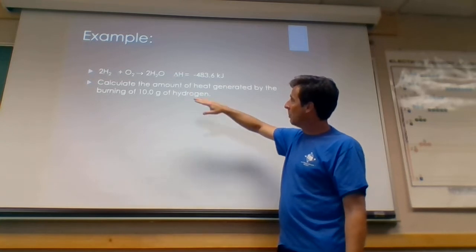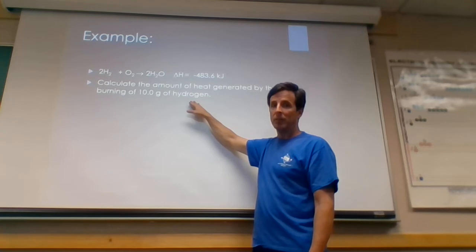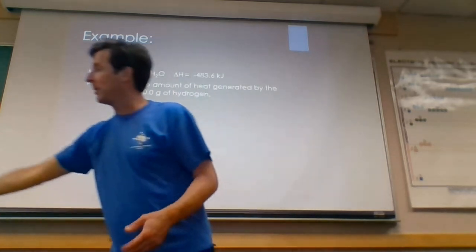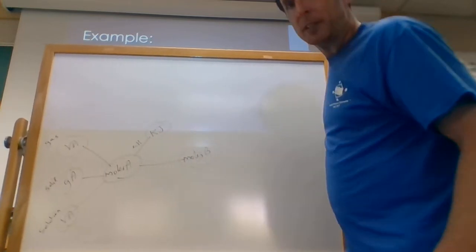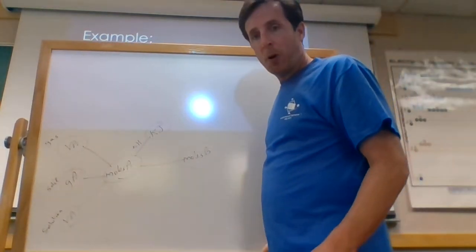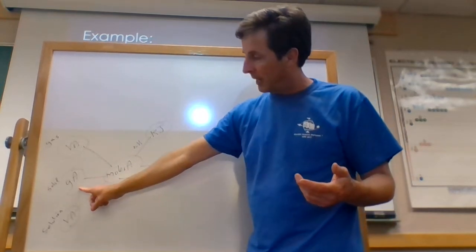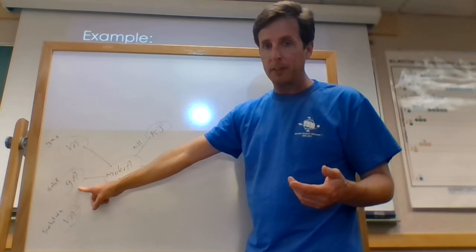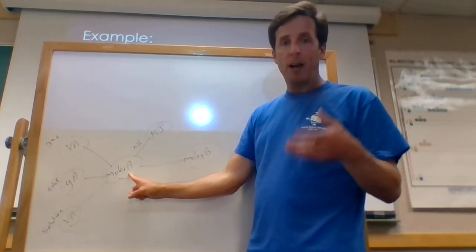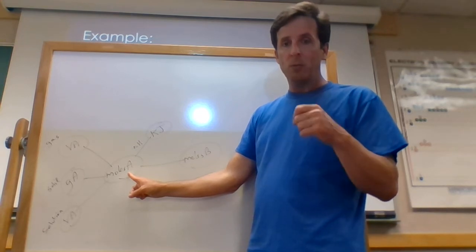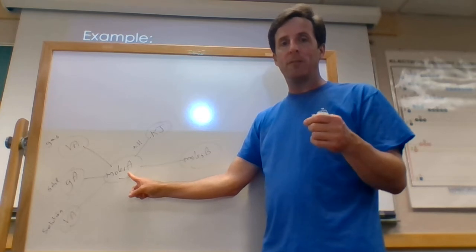Okay, so the way I do that, I have a problem here: calculate how much heat is generated by burning 10 grams of hydrogen. I want to go back to my mole map that we introduced before. I'm going to start with the 10 grams of hydrogen, so grams of A would be my grams of hydrogen. I'm going to go to moles, because anytime I do a chemical reaction, I always want to get to moles.